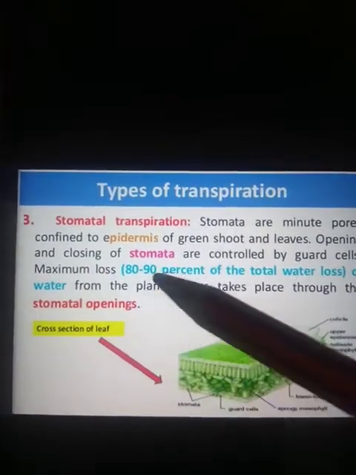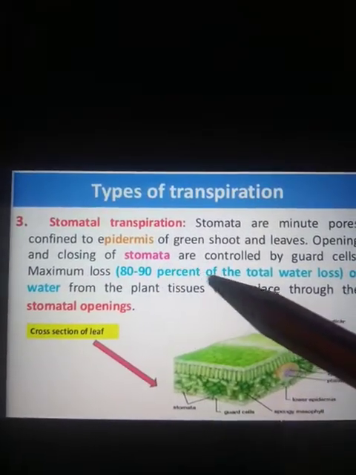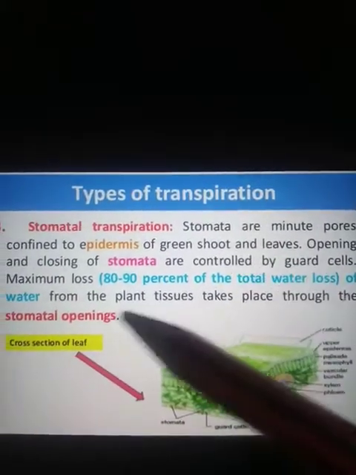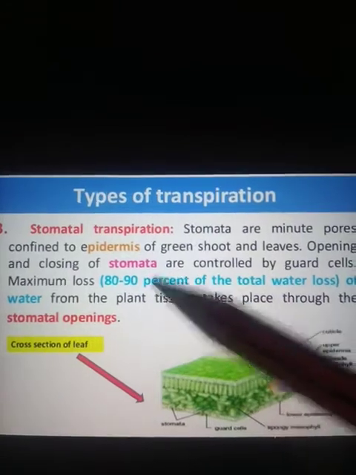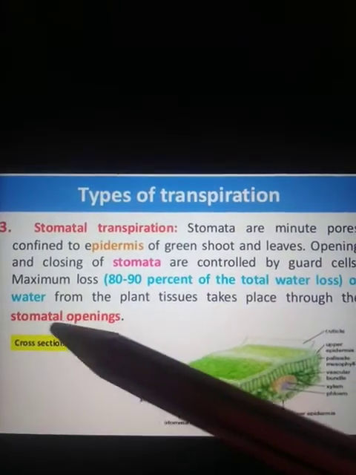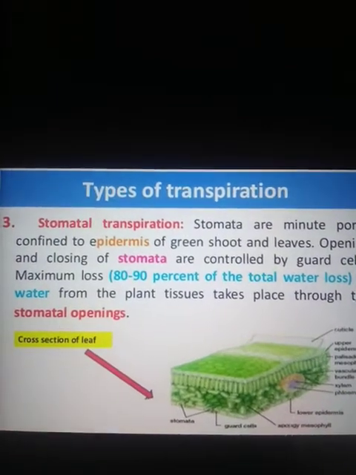The opening and closing of stomata are controlled by the guard cells, and the water loss which takes place through these stomata is known as stomatal transpiration, and it occurs through the stomatal openings. Here I am showing you the typical structure of the stomata. You can see this is the stomatal pore and it is surrounded by two guard cells.